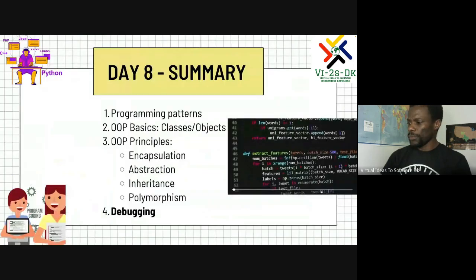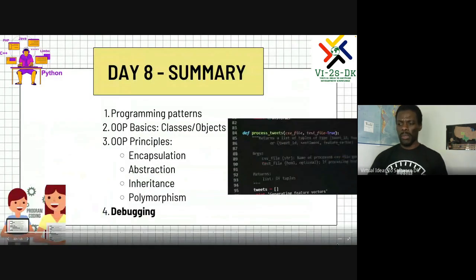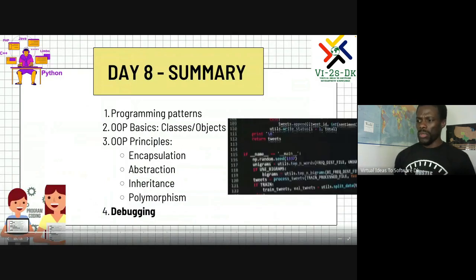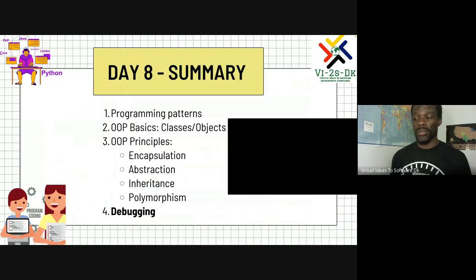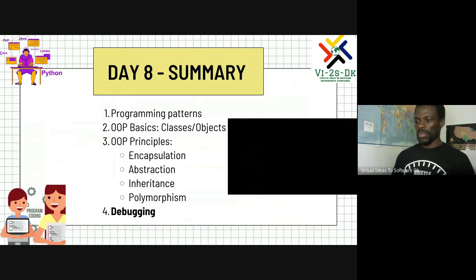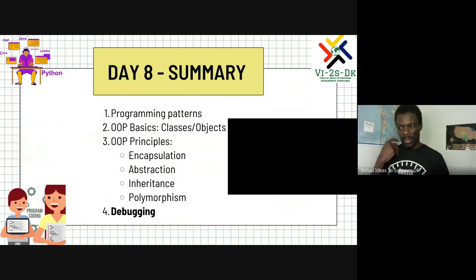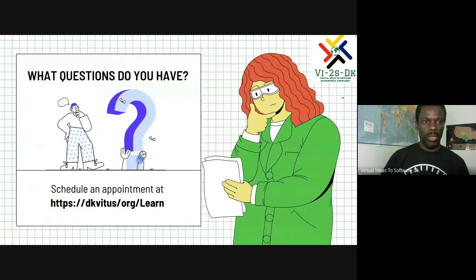So all in all, we've been able to discuss all those different programming patterns. We also looked at the basics of classes, or basics of objects, which included classes and objects, and also looked at some principles of object-oriented programming. So at the end of the day, encapsulation, abstraction, inheritance, and polymorphism were some of the things we looked at, and debugging as well. So final call, what questions do you have?